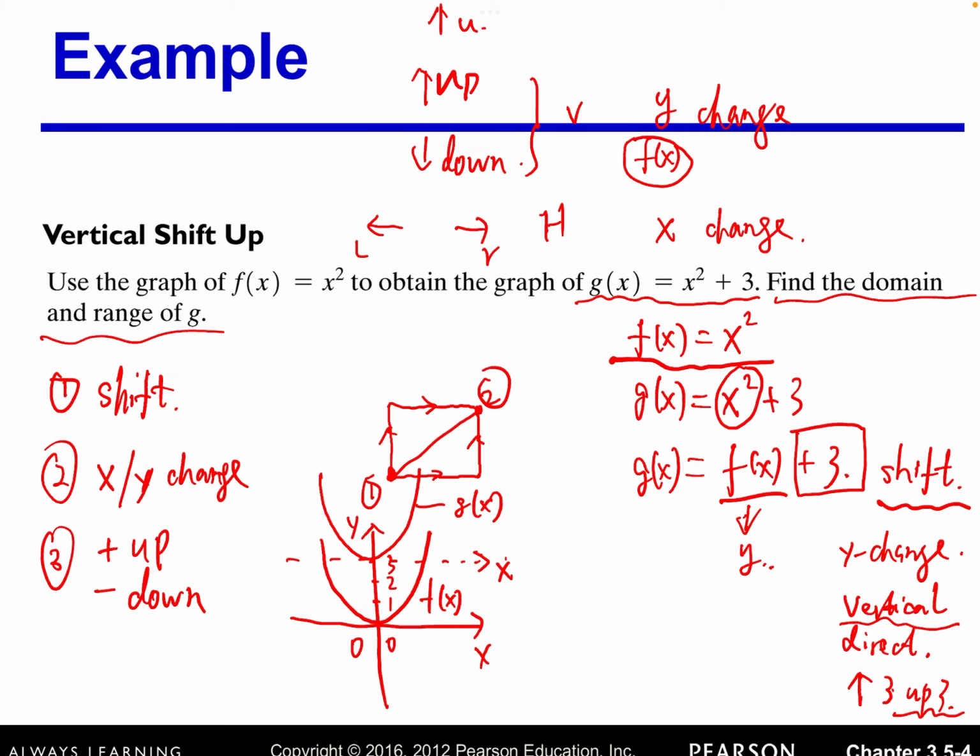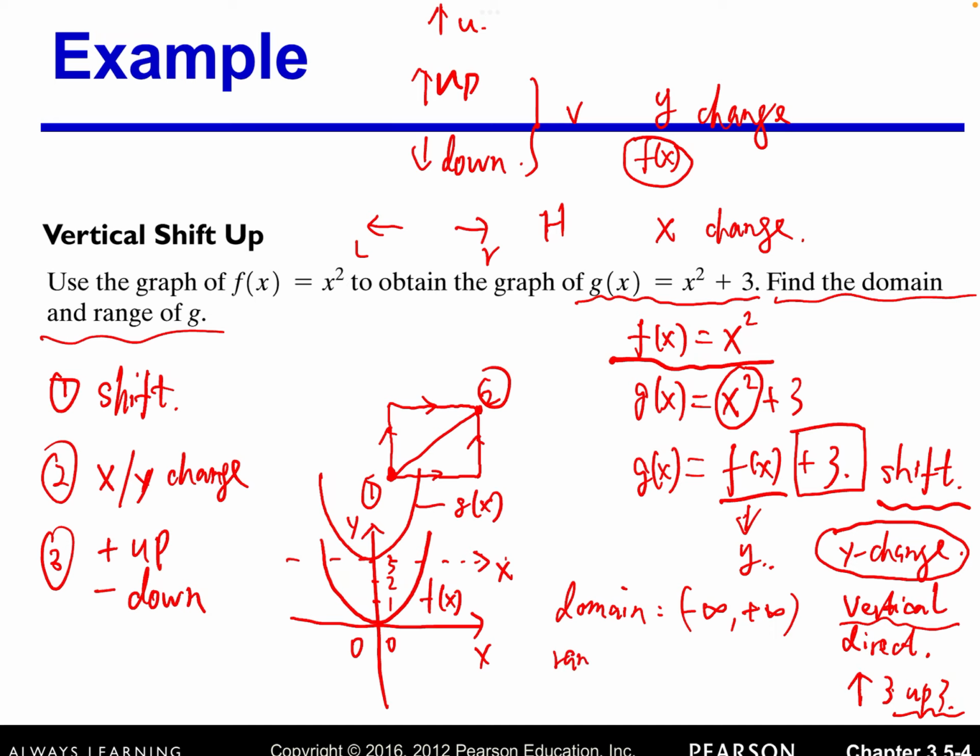So we know this is the y change, right? In this case, we already figured out it's the y change. Y change means x remains the same, right? So originally, for the square function, the x, which is the domain, is all real numbers, right? The new function g of x doesn't change, so still all real numbers.